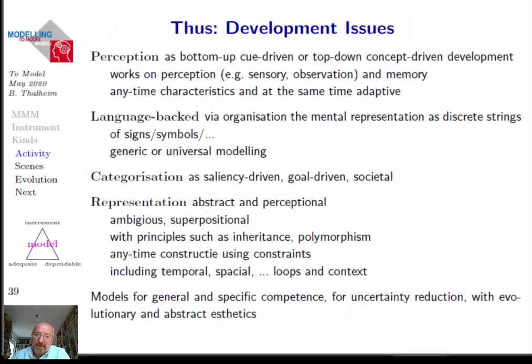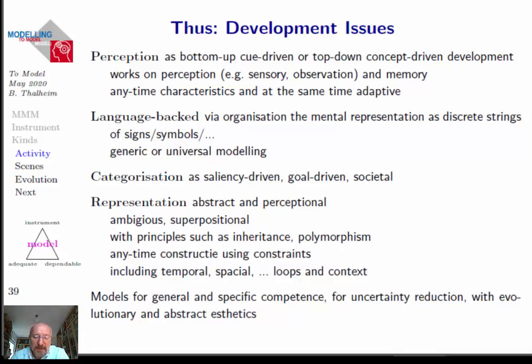So, the modeling issues are now nothing else than what kind of perception we are using. Maybe it's bottom up or top down, depending on how we work in modeling. We have some language-backed support. We have some categorization. We have a representation in an appropriate form by the corresponding model.